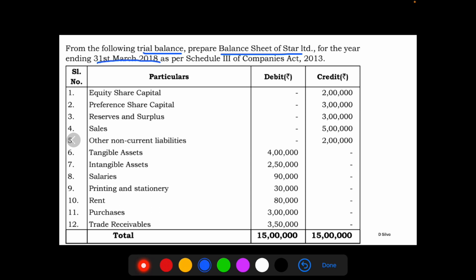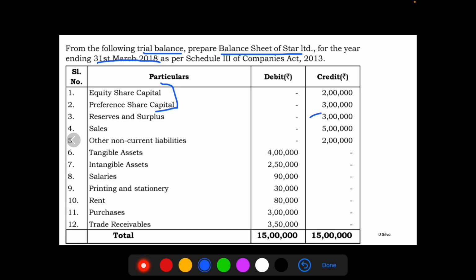So to begin with, we have equity shares and preference shares. So that means this will come under the heading Shareholders Fund, subhead Share Capital, for which we will prepare note to accounts. Reserves and surplus, again this is covered under Shareholders Funds. We will write the amount directly.